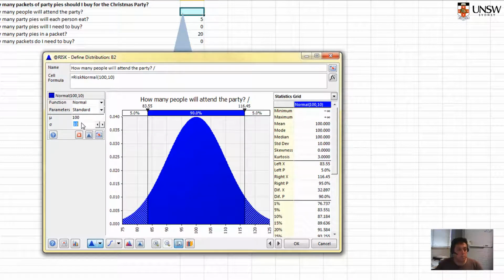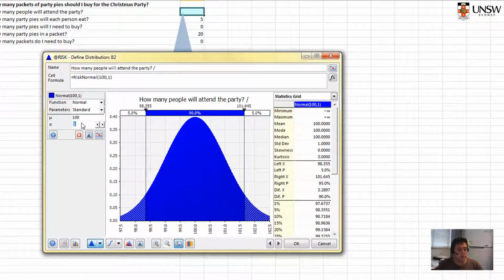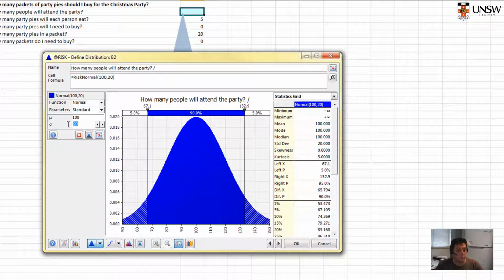I could have a much smaller number for a standard deviation, which would tighten up the distribution, so ranging from about 97 to 102. Of course, it goes to plus or minus infinity, but most of the data between 97 and 100. Or I could have a much wider distribution. I could have 20, for example. We'll put it on 10. Looks like a reasonable estimate. So what I'm saying here is that roughly I'm expecting around about 100 people to attend the Christmas party.